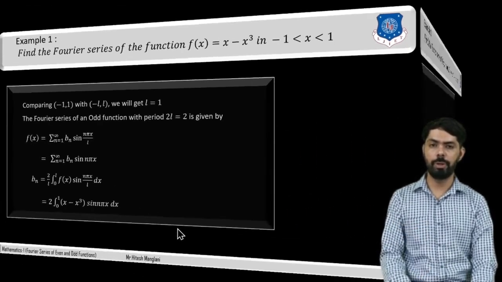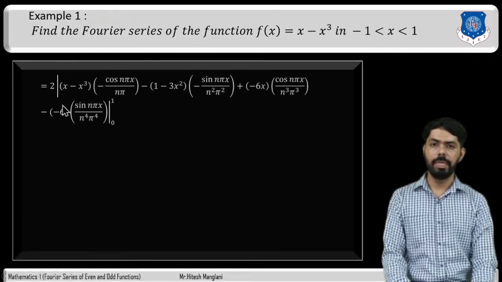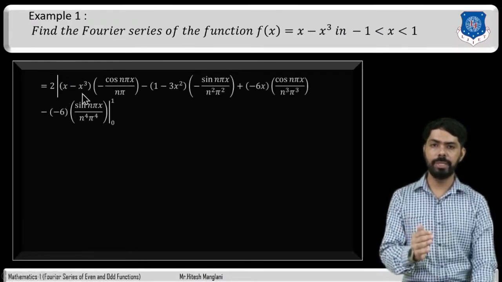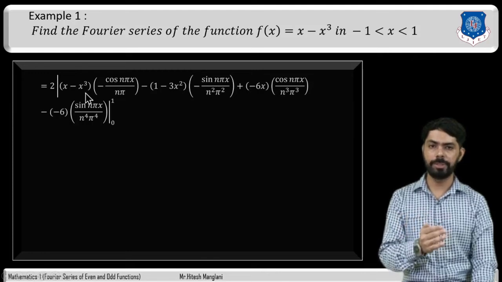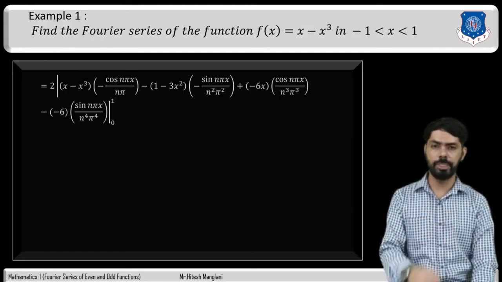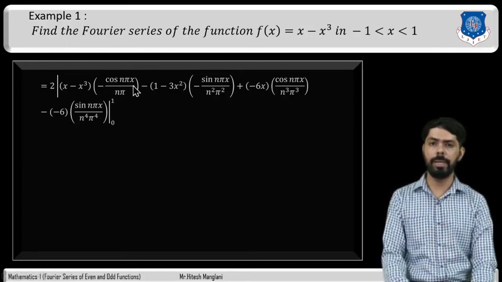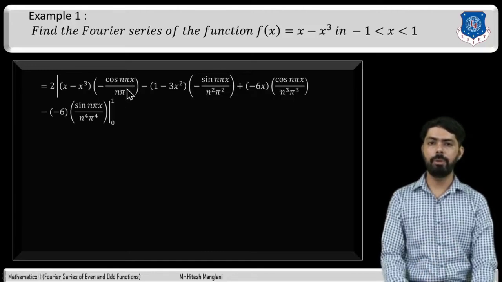So here first of all, 2 will be as it is in bracket, the first function x minus x cube will be as it is and the second function was sin n pi x. So we will have to take integration of sin n pi x. So what is integration of sin theta? It is minus cos theta. Therefore integration of sin n pi x will be minus cos n pi x divided by n pi because the coefficient of x is n pi.